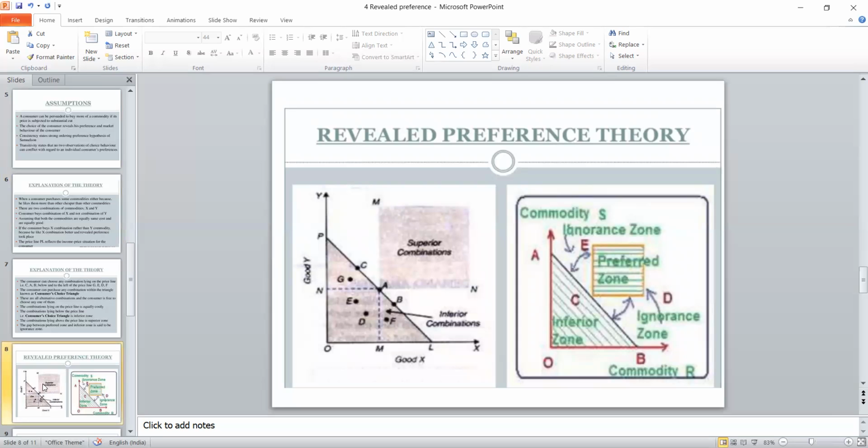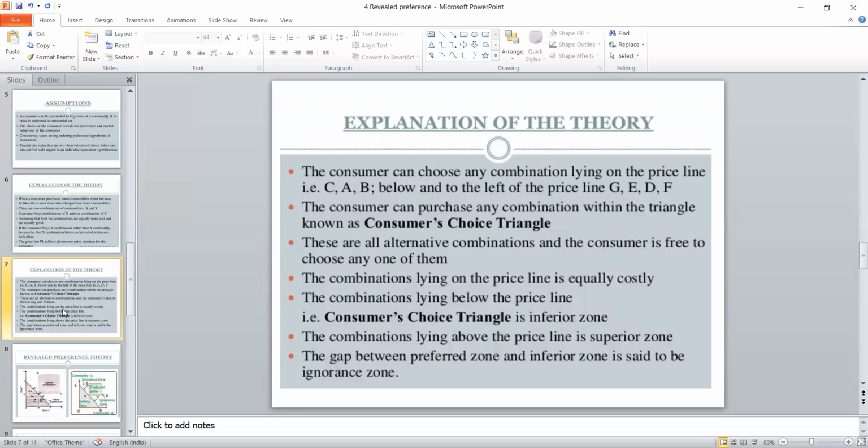Normally he is choosing a particular point. Say A means an equal number of X and an equal number of Y. Suppose any one is preferred more, then there will be a triangle, and the consumer can purchase any combination within that triangle, which means it is a right choice. Suppose he is moving above or below, then these are the alternative combinations. What are the alternative combinations? It may be D, E, F, G, like that.